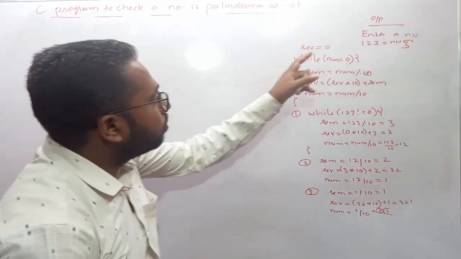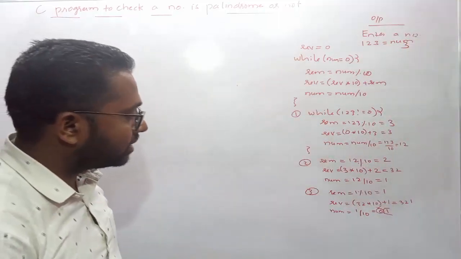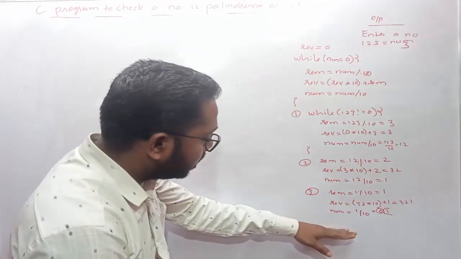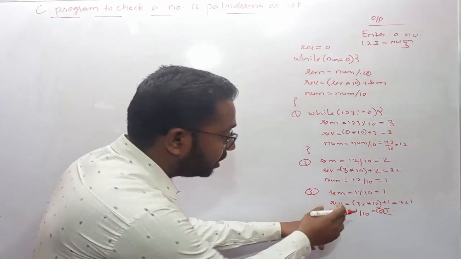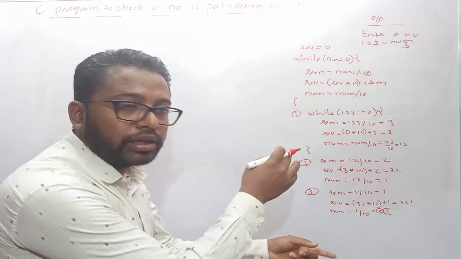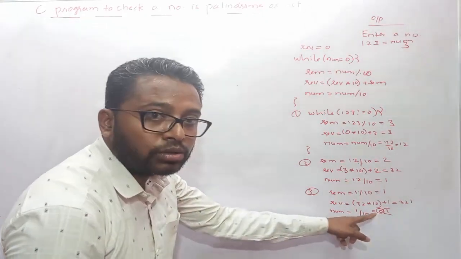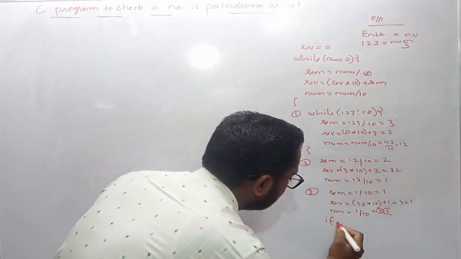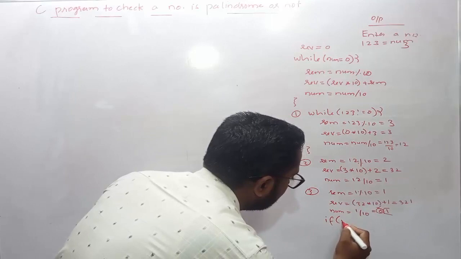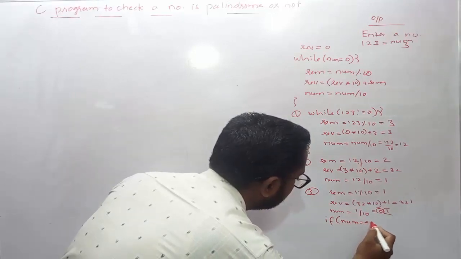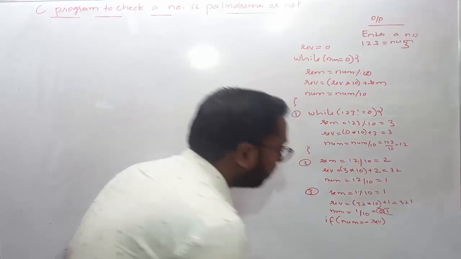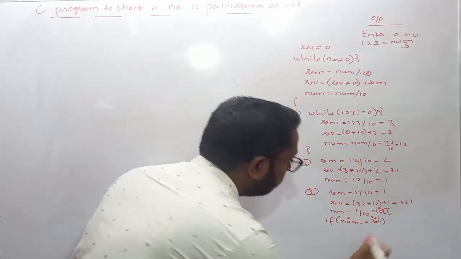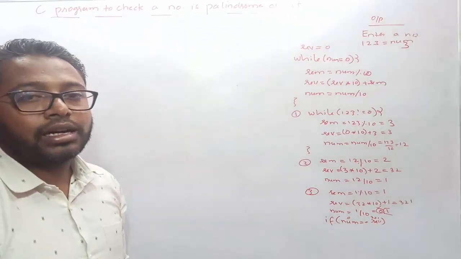Okay. Now the value of num needs to get compared with the value of reverse. Now after doing these iterations, the num value gets changed. Initially it was 1, 2, 3. Now it has become 0. So now if you try to make a comparison by doing this if condition, if num is equals to reverse, now the num value is 0 and reverse value is 321. Now you will not get the correct output.